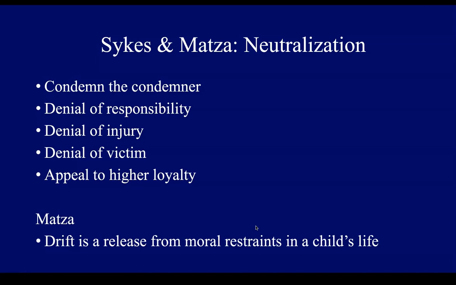Now, David Matza elaborated on the neutralization theory. He said that the drift is really a release from moral constraints from the child's life. An example of this would be a child who grows up in a very repressive family environment. Maybe it's an overly strict religious family. Maybe the family has a strict class culture. The child simply is not allowed to be a kid. And eventually they can't keep things together, so they will engage in deviant behavior, and then they neutralize it with one of the rationalizations that I just talked about.